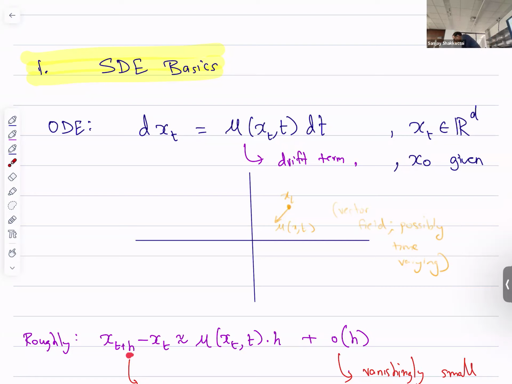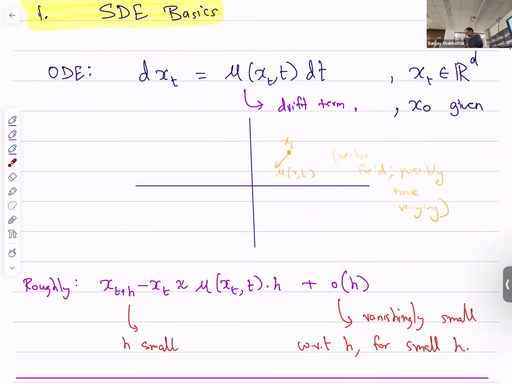Roughly, this means that in a very small time interval, t to t plus h, x_{t+h} minus x_t is roughly mu of whatever that x_t is times h, plus order h squared and other terms. Okay, that's roughly your intuition of what an ODE is.